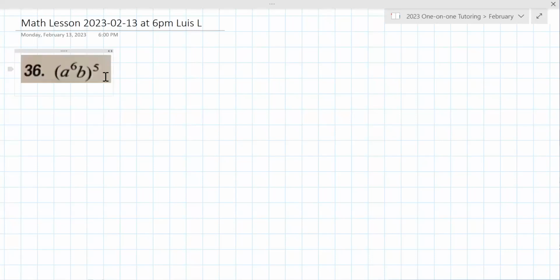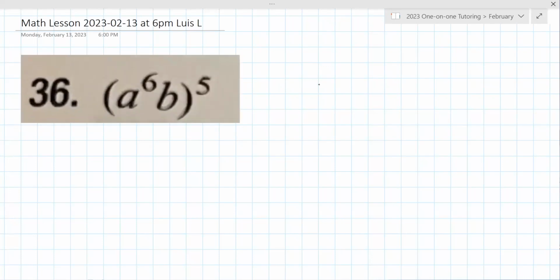Here we go. So here is question 36, loading up. There it is. Okay. So from last time, can you tell me what the exponent of b is that is not written? 1. It's 1. And it's good to write that in.